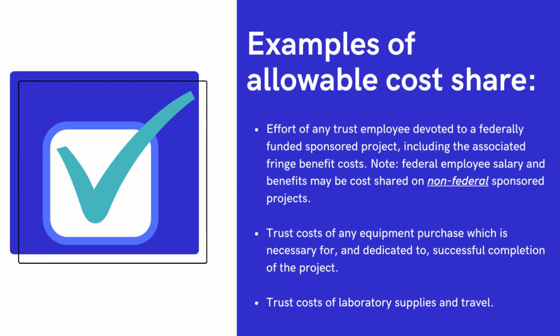Examples of allowable cost share. Effort of any trust employee devoted to a federally funded sponsored project, including the associated fringe benefit costs. Note: federal employee salary and benefits may be cost shared on non-federal sponsored projects. Trust costs of any equipment purchase which is necessary for and dedicated to successful completion of the project. Trust costs of laboratory supplies and travel.